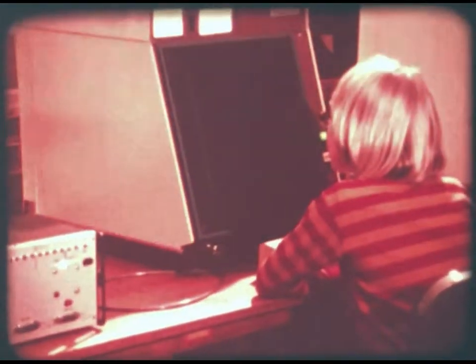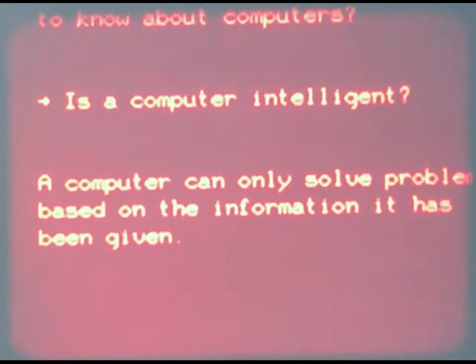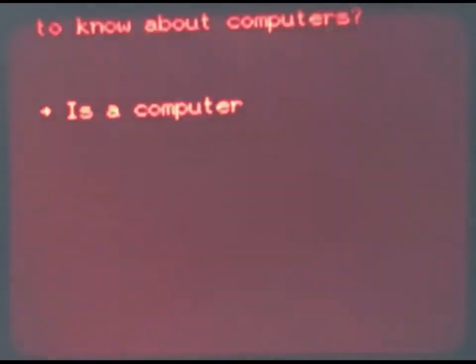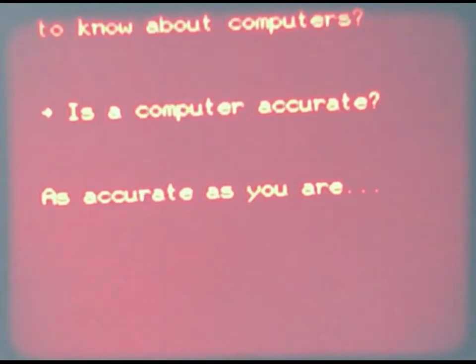Our computer's intelligent. The computer can only solve problems based on the information it is given. So you really can't call it intelligence, because it hasn't got the judgment that you have. Let's try that again. Yes, computers are as accurate as you are.